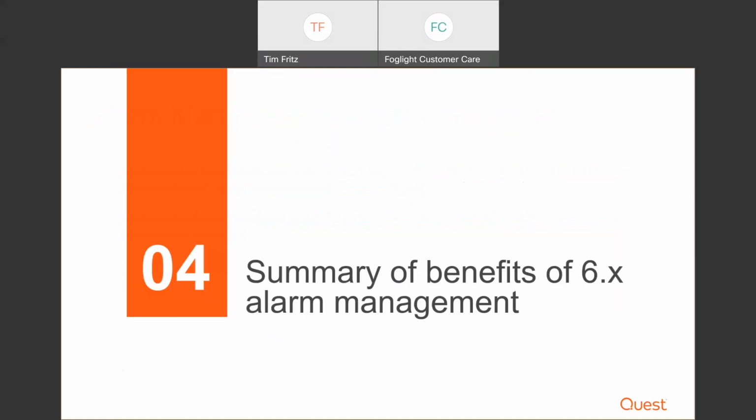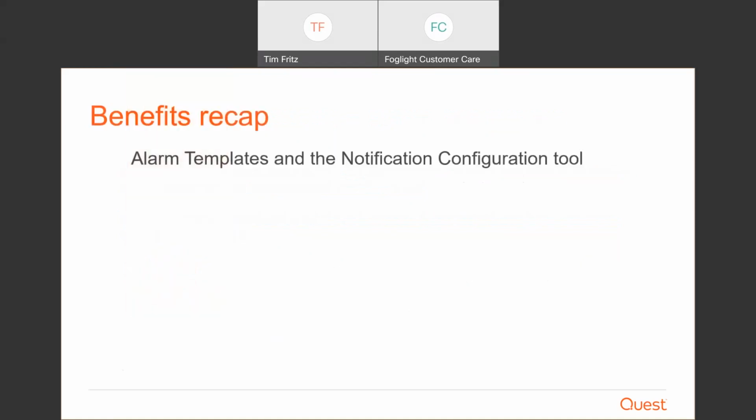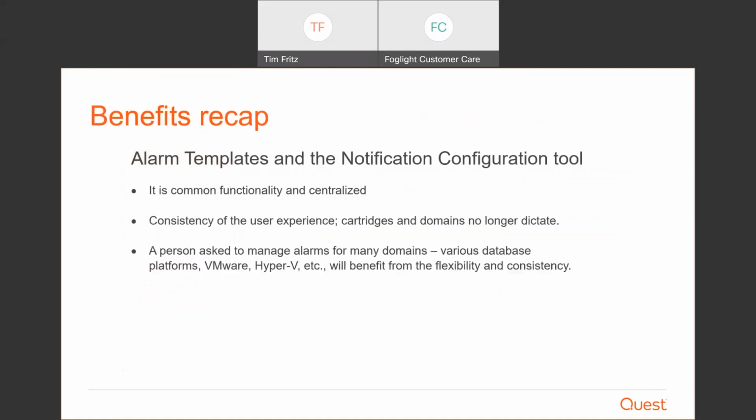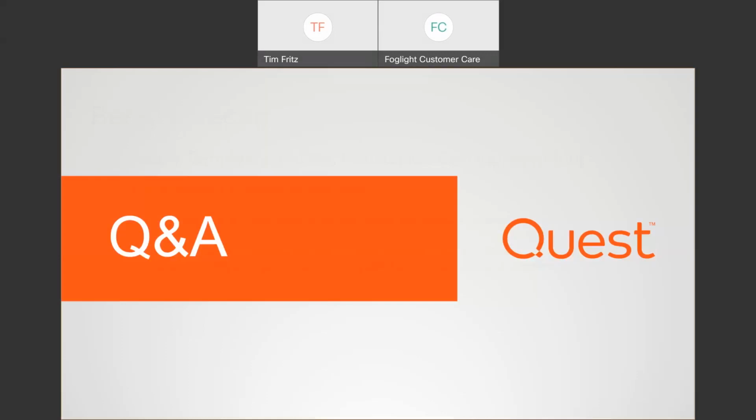Okay, summary of benefits. Maybe they're clear, maybe they're obvious. Common functionality and centralized, right? One way to do all of this. Now, it doesn't matter what cartridges you're working with, all of them work the same way. And for somebody managing multiple domains, this is going to be very nice because you don't have to remember all the different ways and places of setting thresholds and email configurations. Very simple to enable and disable.